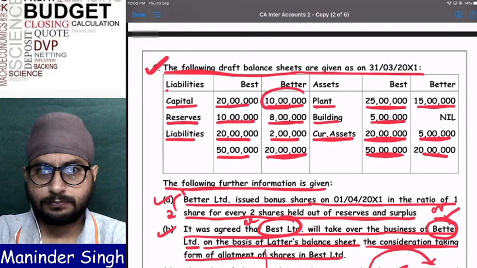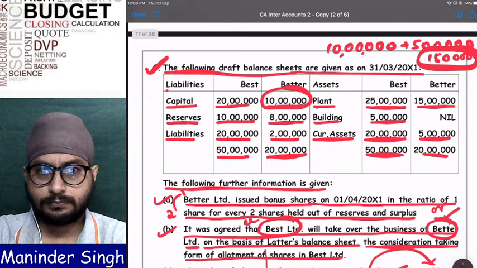Now tell me, what is the value of shares in Better Limited? Total capital is 10 lakhs, right? Can you tell me what 10 lakhs will become after the issue of bonus shares? I am issuing bonus shares in the ratio of 2 by 1. It means if you have two shares, I am going to give you one share. So 50% will increase, or not? So this 10 lakhs will increase by 5 lakhs, correct or not? So it will become 15 lakhs.